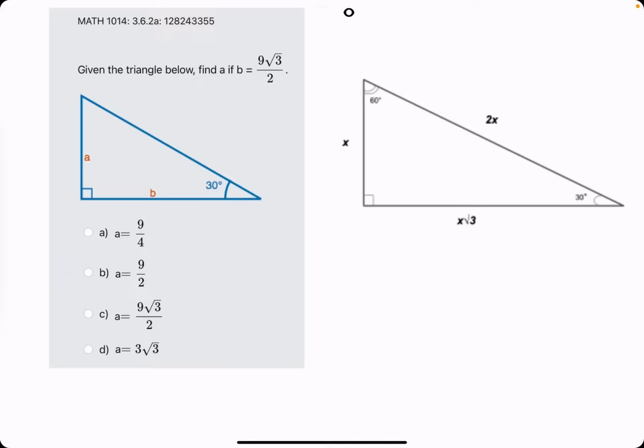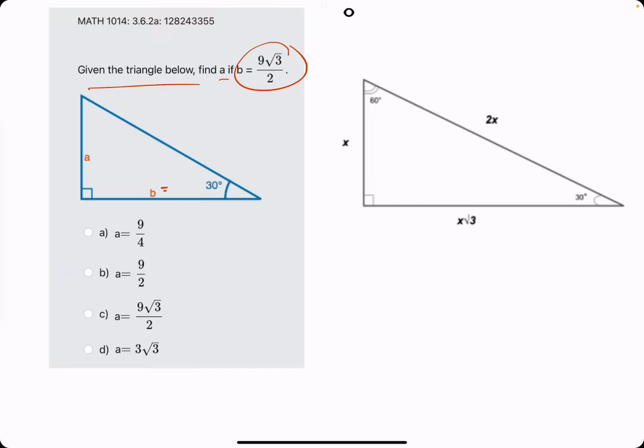Okie dokie. In this problem, they say given the triangle below, find a if b is equal to 9 root 3 over 2. Interesting. Okay, so I think the idea with this type of problem is they're either giving you a 30, 60, 90 triangle, which has these nice special rules to it, or they're giving you a 45, 45, 90 triangle, which has its own special rules to it.